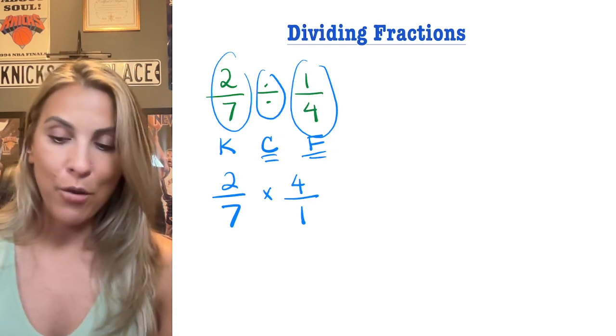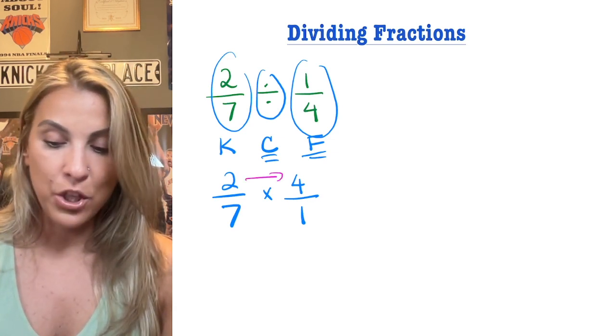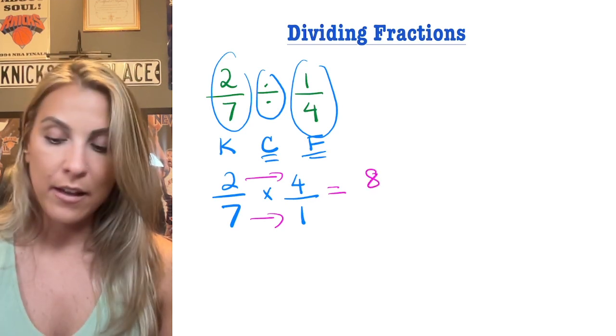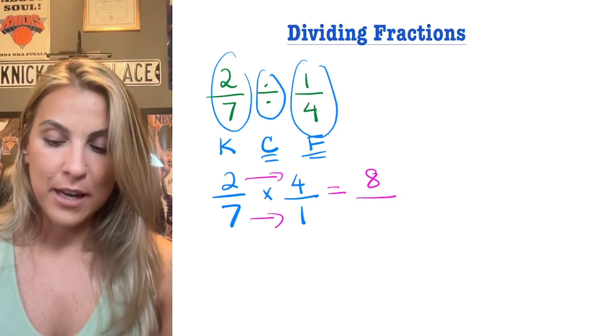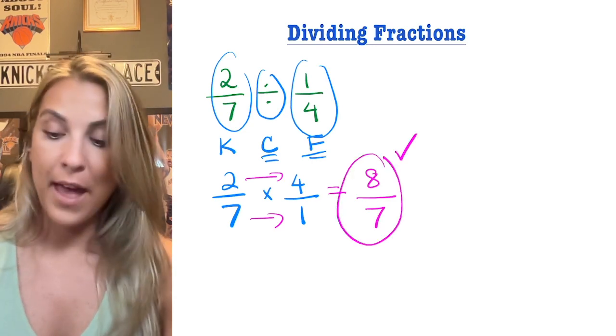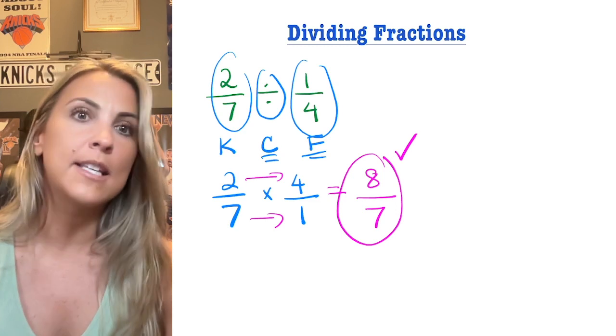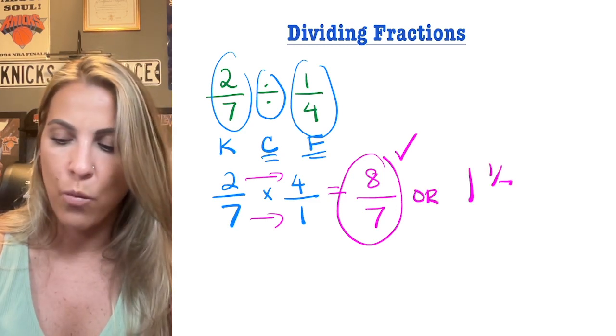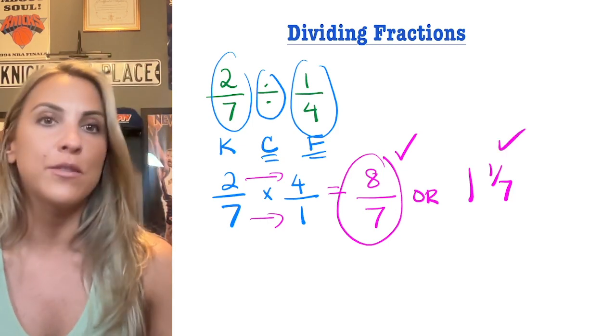But you know how to do that already. When you multiply fractions, we just go straight across. Numerator times numerator gives me 8, over denominator times denominator gives me 7, and I am done, unless I want to write that fraction as a mixed number since it is an improper fraction. So I could also write this as 1 and 1/7, and either of these two answers would be correct.